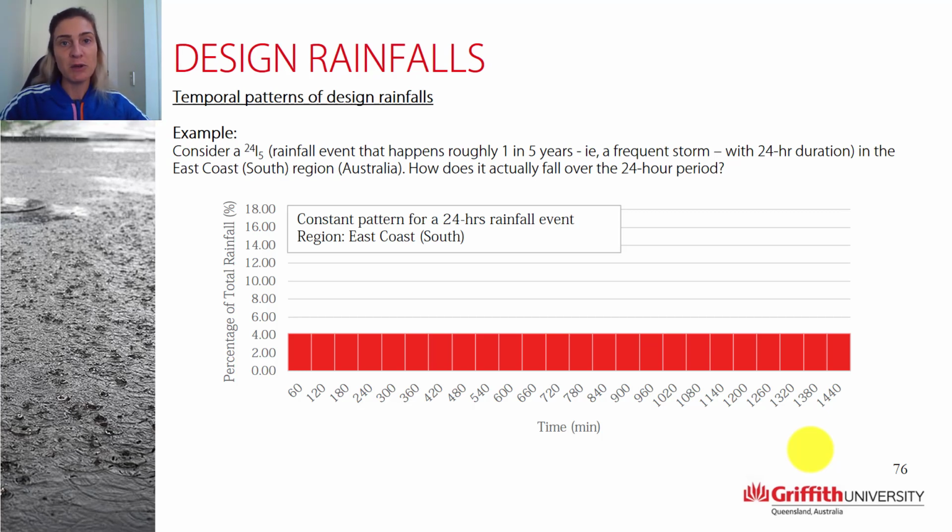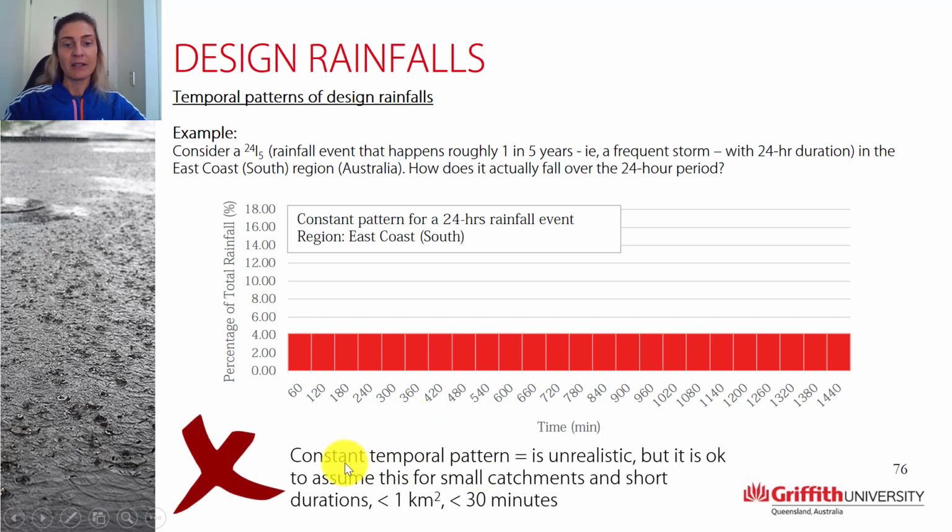From our experience, we know that the rainfall intensity will vary over time in this 24-hour duration. So it is unlikely that the rainfall will be like the one represented in this graph, which shows a constant intensity rainfall. A constant temporal pattern is unrealistic, but sometimes it is okay to assume if we are dealing with a small catchment and for short durations. So think about a 24-hour period. We will have more variation of rainfall intensities during that time period as compared to a short duration rainfall, such as 30 minutes.